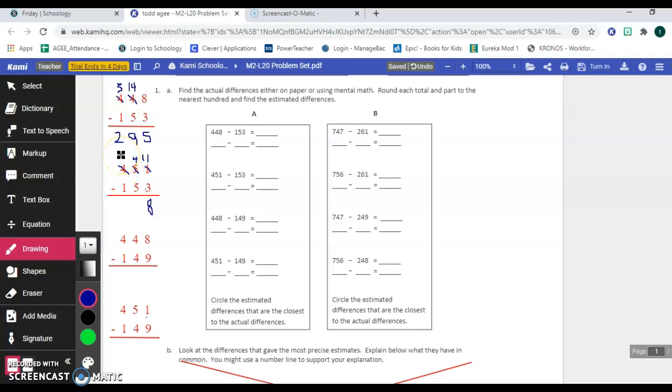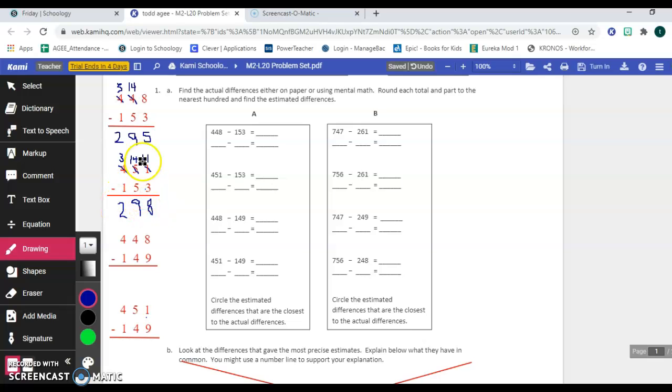So I've got 4 hundreds here. I'm going to take one of those hundreds and turn it into 10 tens. And so I can put that 10 tens directly into the 4 tens that are already there to get 14 tens. This is going to be 9. And now I've got 2 hundreds.